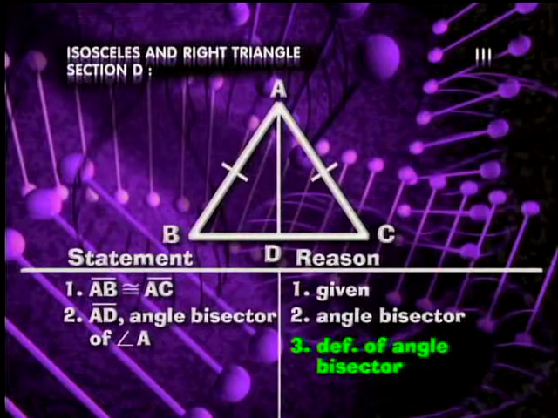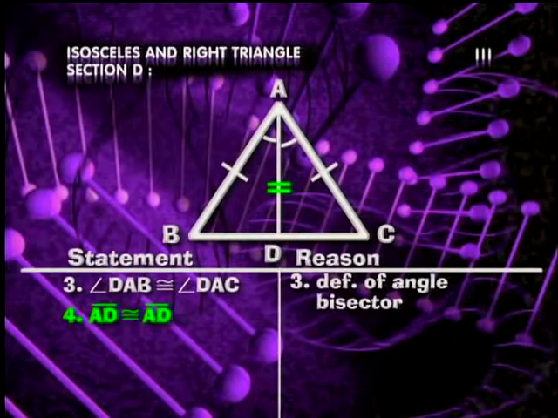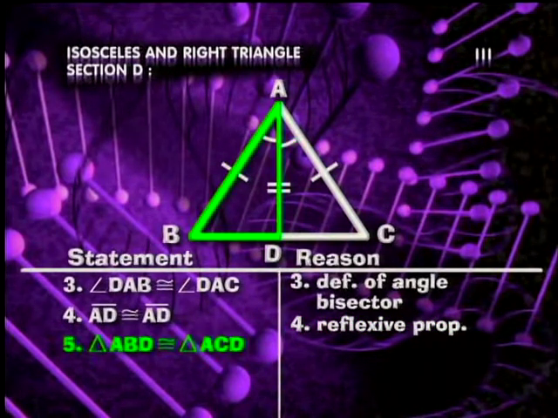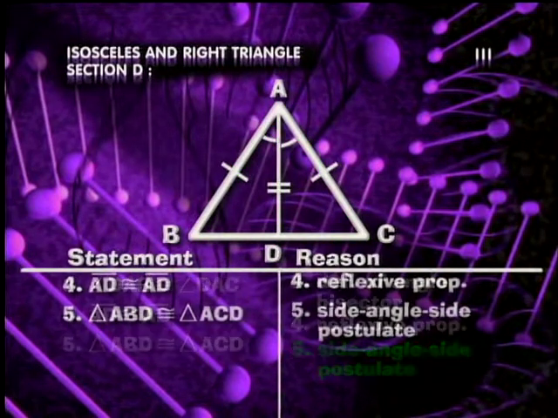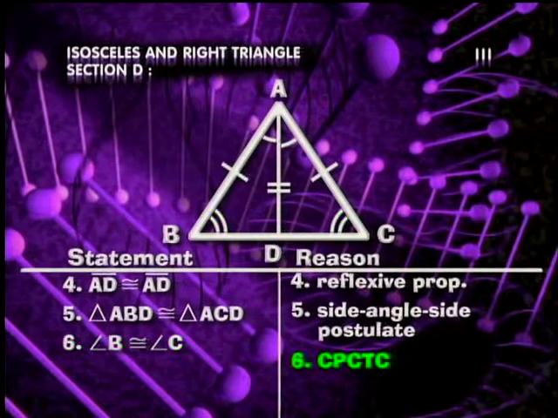The definition of an angle bisector allows us to state that angle DAB is congruent to angle DAC. We can prove that side AD is congruent to side AD because of the reflexive property. Boy, that reflexive property sure is great. We have 2 pairs of sides and the pair of included angles. So triangle ABD is congruent to ACD because of the side-angle-side postulate. Now we can state our goal. Angle B is congruent to angle C because corresponding parts of congruent triangles are congruent, or CPCTC. Done.